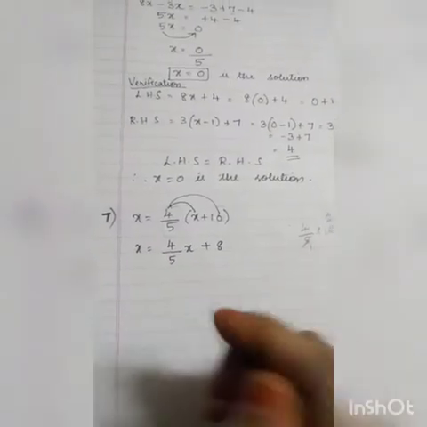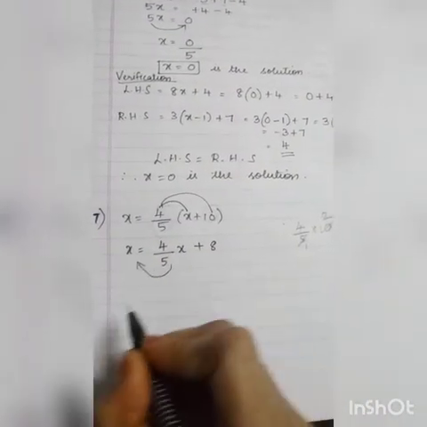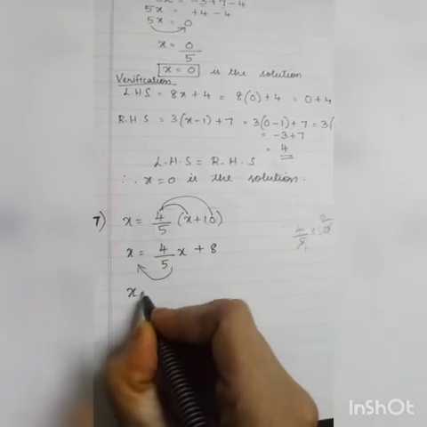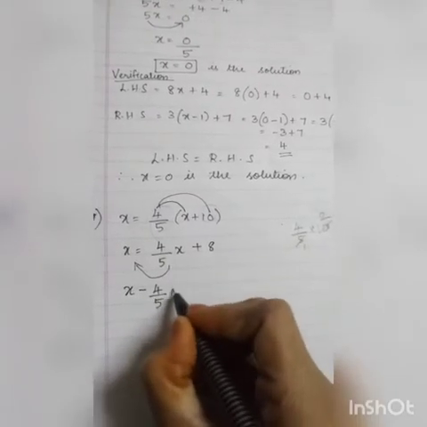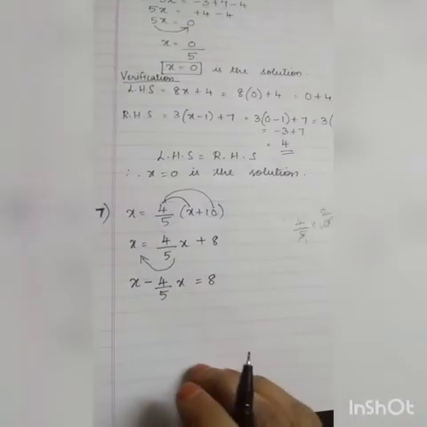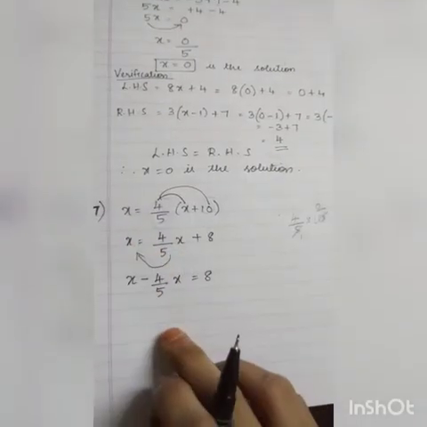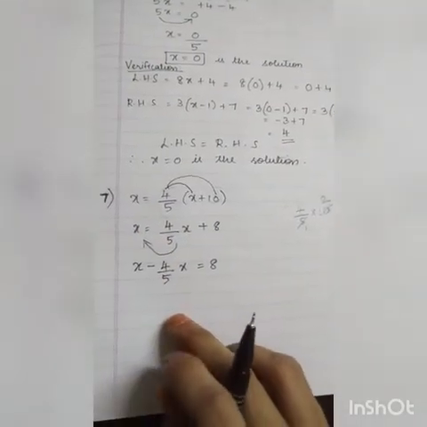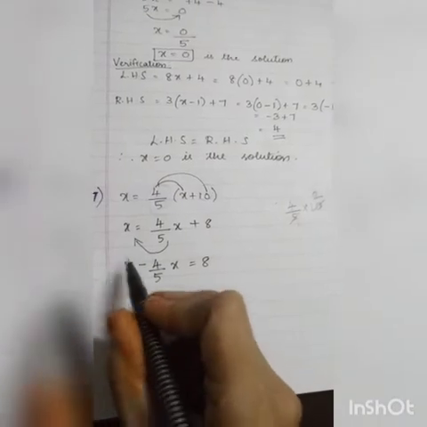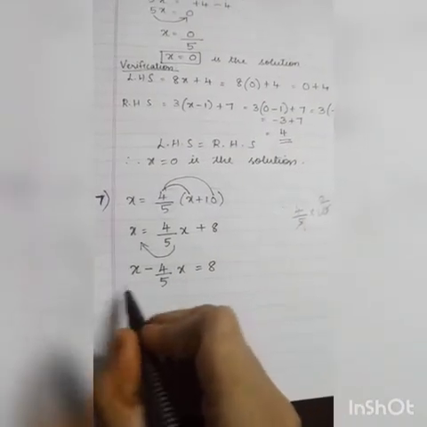So what shall we do? Shall we bring the variables all towards one side? So x minus 4 by 5x equal to 8, because 4 by 5x, if it goes that side, becomes minus 4 by 5x. Now this is x, this is x. Here there is nothing.